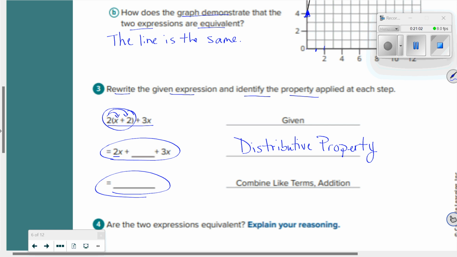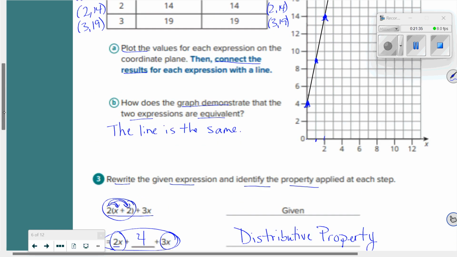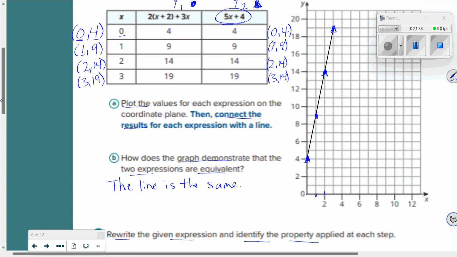So what's missing here? I did the 2 times x. What didn't I do? 2 times 2, which is 4. Then they told me I needed to combine my terms using addition. So which terms are the same? The ones that have x's, right? Yes. What's 2x plus 3x? 5x. Is 4 the same term? No, it's a constant, meaning I've got to keep it separate. What do you notice? When I simplified this expression, what did I end up with? 5x plus 4. Ended up with the second expression.